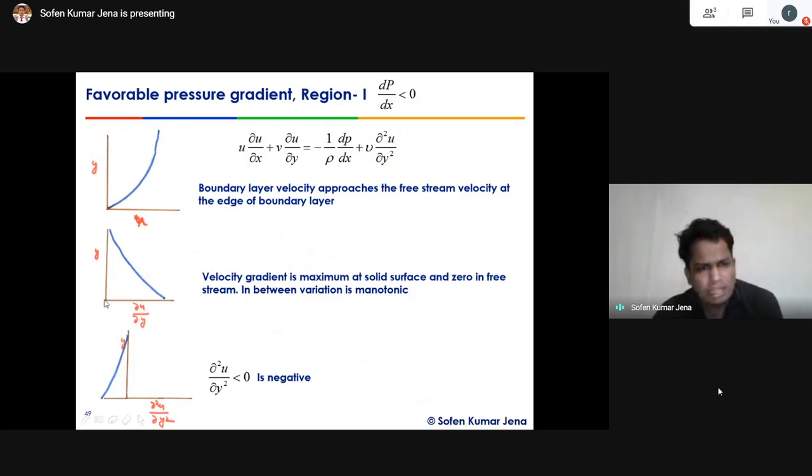So this is my y is equal to 0 limit. Here my del u by del y is equal to maximum, right? As I go further away from the boundary layer towards the free stream, the shear vanishes, right? Then what will happen? Once the shear vanishes, asymptotically, the del u by del y term approaches zero towards the edge of the boundary layer, right?